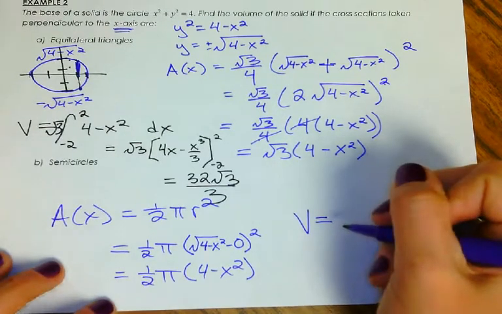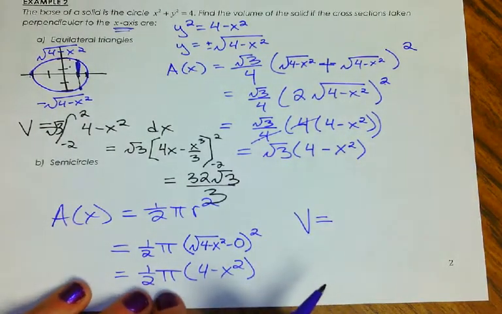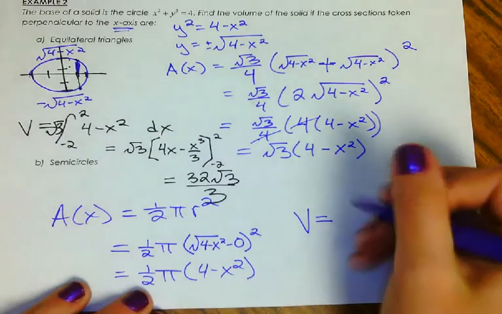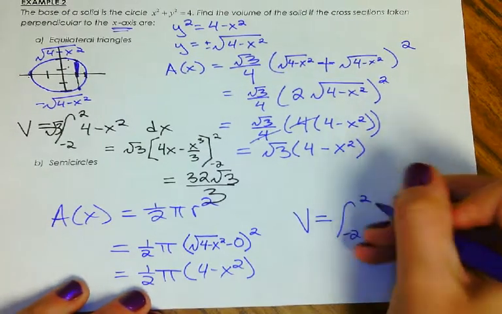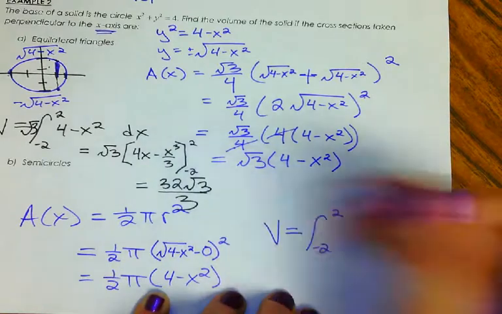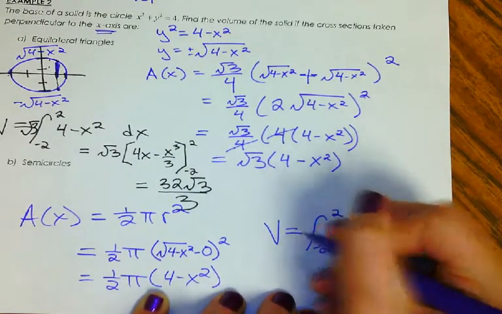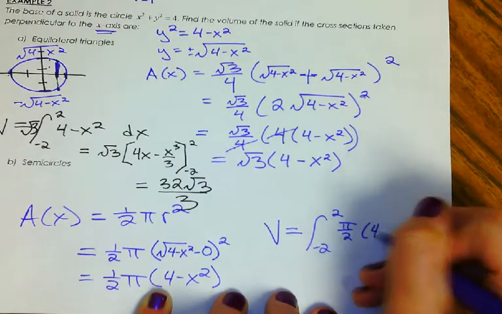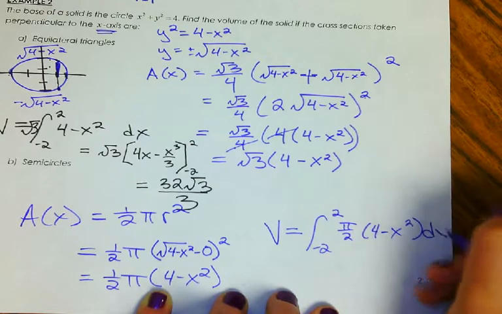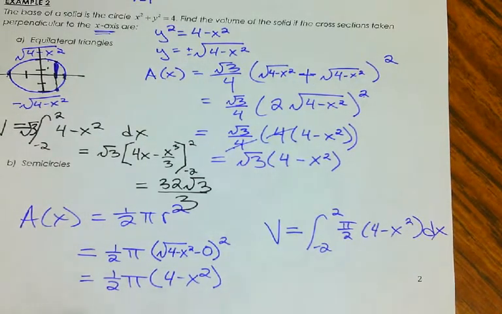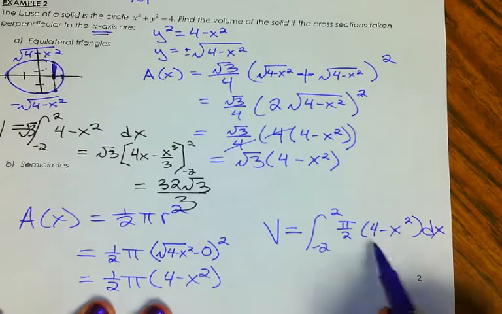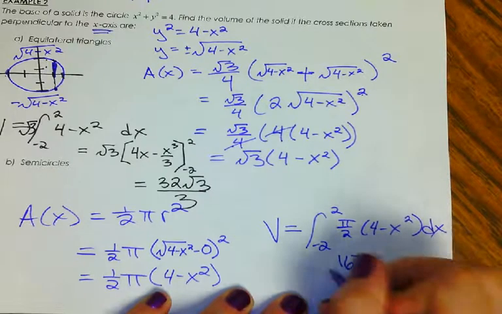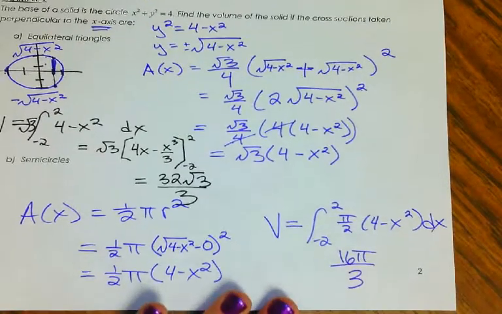So your volume: notice this volume is going to have a pi in it because it happened to ask me for a semicircle. The other ones did not have a pi in it. We're going to integrate from -2 to 2, with 1/2 pi, or pi over 2, which you could rewrite out front, and then 4 minus x squared dx. You could pop that out front and integrate this, and it's a little bit of death by fractions, but I ended up with 16 pi over 3 when I was done.